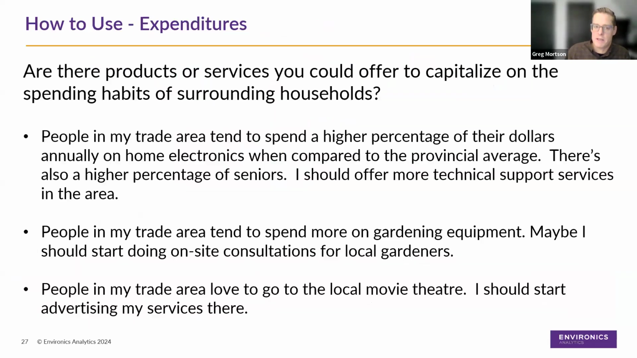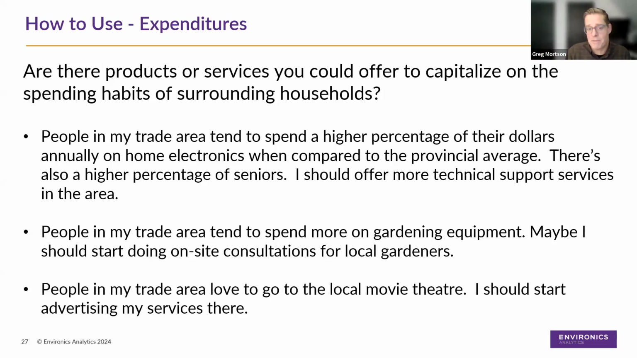You can start to understand perhaps people spend more on, I know one of them is fish, for example. Maybe I want to somehow tailor my services around that. You can see different categories like home electronics. How does that compare to the provincial average? Maybe there's more seniors as well. Should I be offering more technical support services, if that's the services that you provide? How do I tailor my support services to support seniors and their expenditures on home electronics?